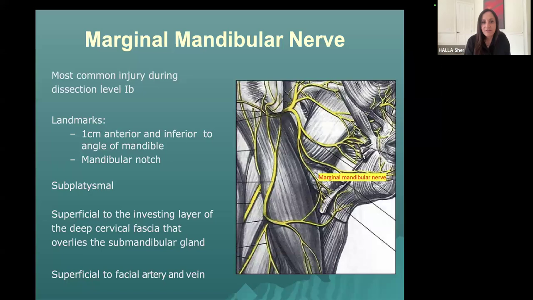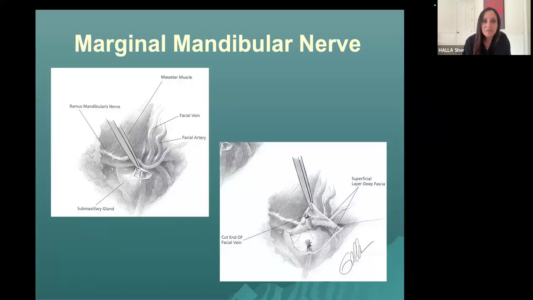The marginal mandibular nerve is in the subplatysmal plane, and it's located superficial to the investing layer of the deep cervical fascia that overlies the submandibular gland. It's also superficial to the facial artery and vein. And these are important things to know because they allow us to protect this nerve when we're dissecting in this area. So here you see a picture illustrating the submandibular gland here deep to the fascia, the investing fascia.